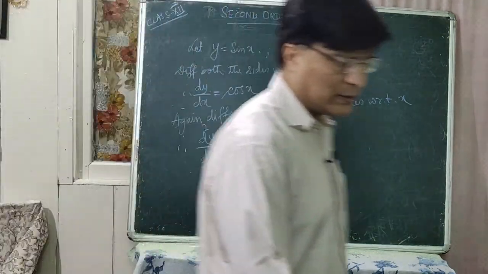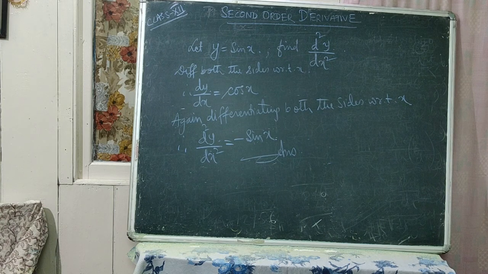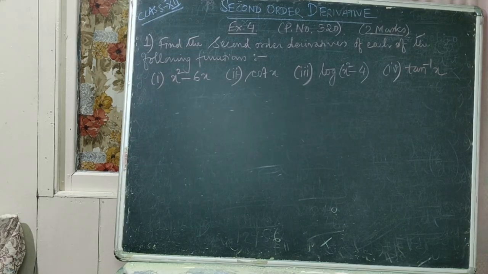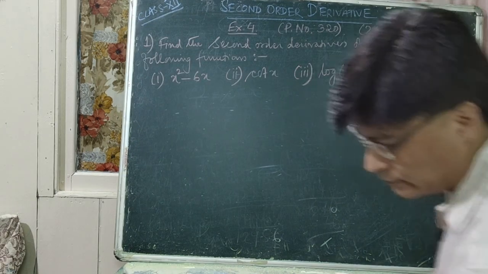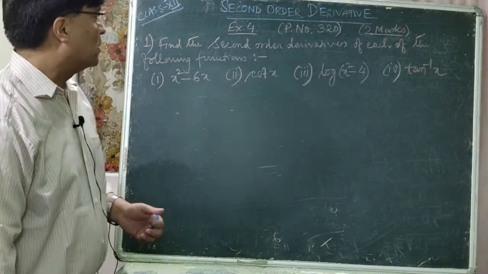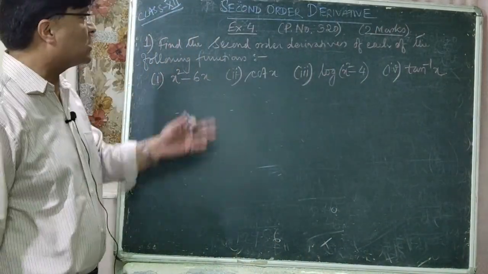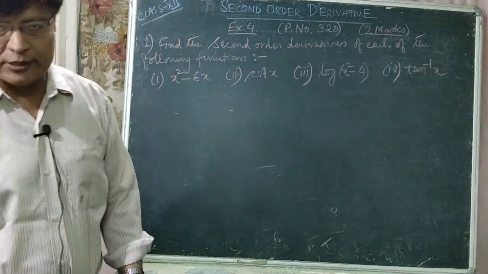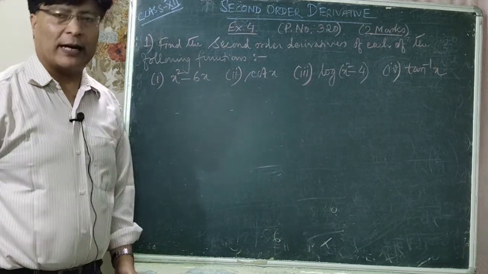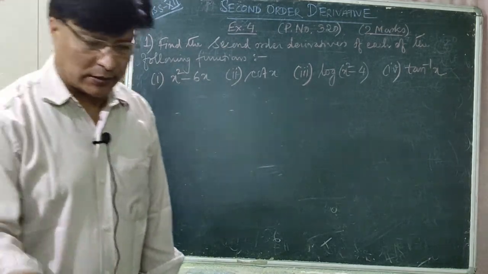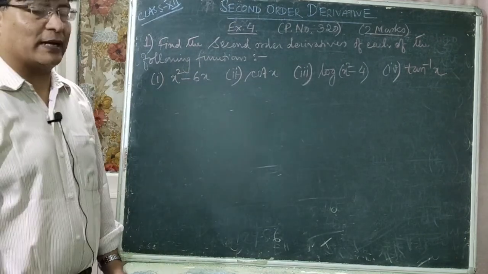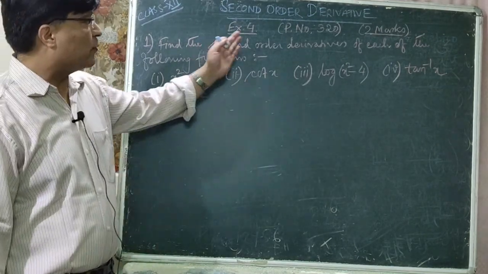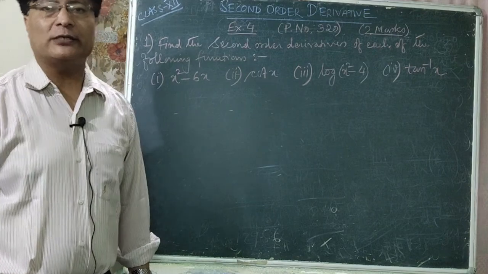So you can copy it. So now we'll do this exercise 4, page number 320. Each question carries 2 mark section, and this is from the book Higher Secondary, that is Higher Mathematics for Class 12 by SND. So exercise 4, page number 320. This each question carries 2 marks.